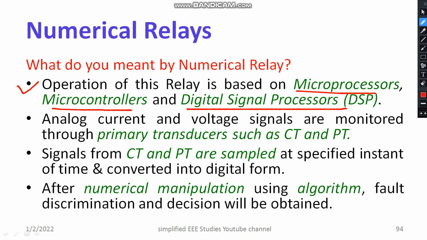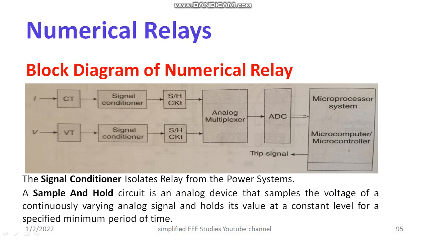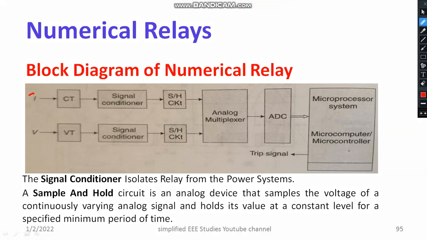Okay, now let us understand the basic structure of numerical relay. You can see a block diagram here. First of all, current and voltage are measured with the help of instrument transformers. What are the instrument transformers? You know that: CT and VT.